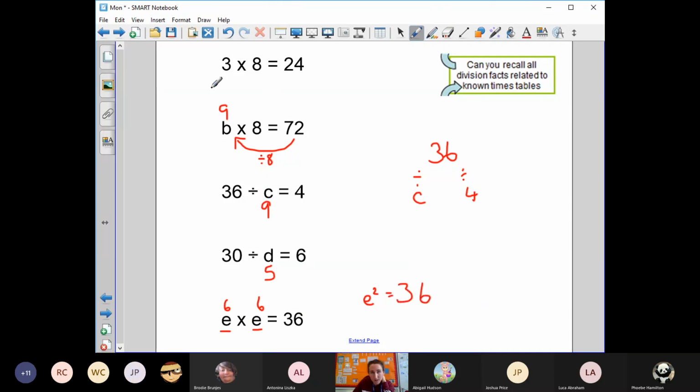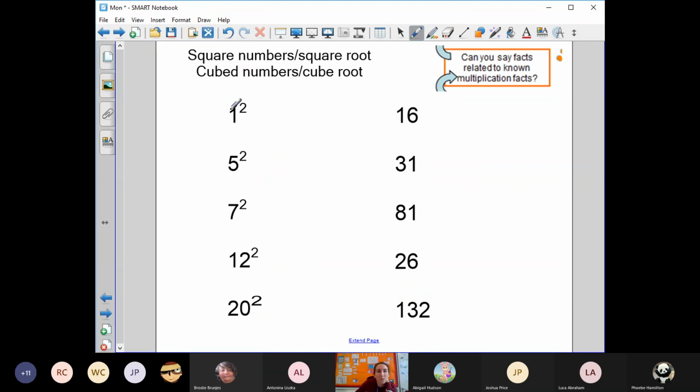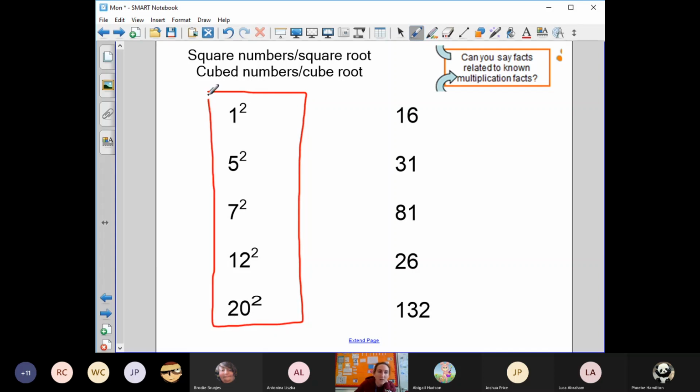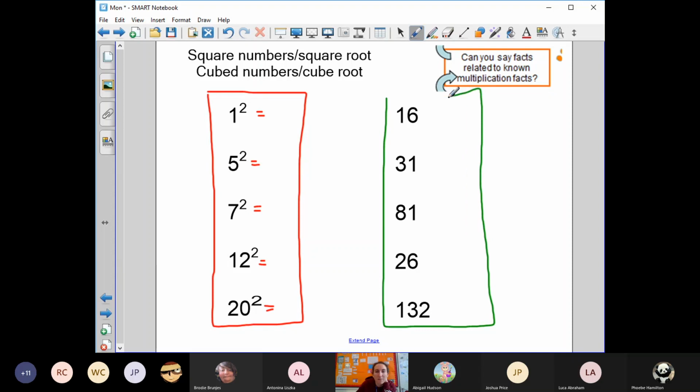Lovely, brilliant, well done. So while we're on the subject of square numbers, can you please start off by working out for me what the answer to each of these would be? So I want to know what 1 squared is, 5 squared, 7 squared, 12 squared, and then 20 squared. Think about that one very carefully. Then as a challenge, which numbers in this list, in the green list, are square numbers? So which of these numbers have been made by multiplying a number by itself?